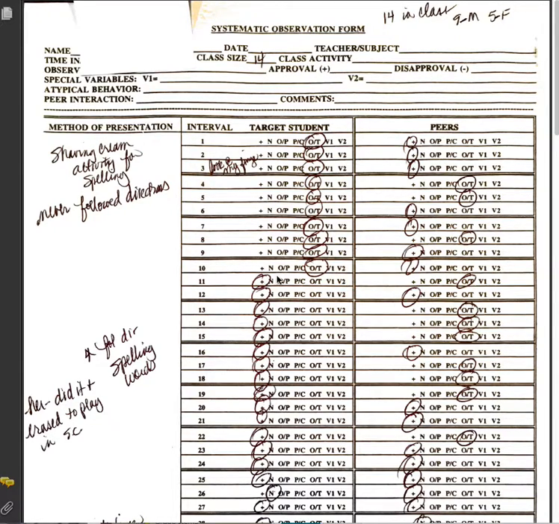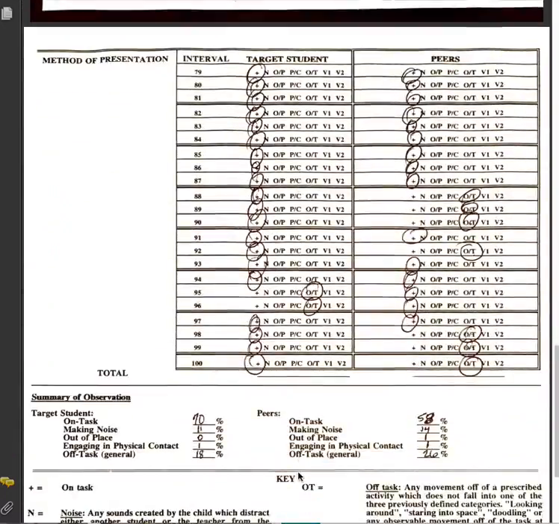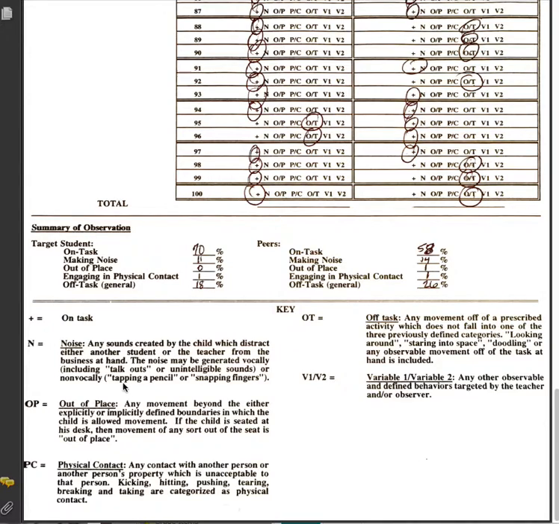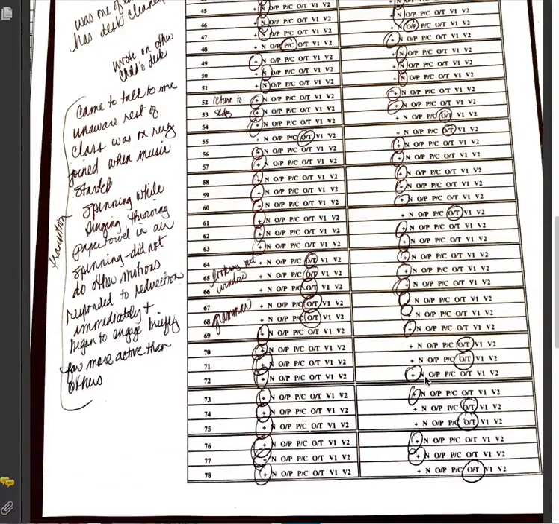Now, once we got down here, you can see, okay, OT means off task. Let's jump to the bottom of this page real quick. Okay, so here's what all this means. If you circle a plus on here, it means he was on task, doing what he was supposed to do. N is noise, and so you can read this, any sounds which would distract another child or the teacher. OP is out of place. PC, physical contact. OT, off task, and this is just general off task behavior. And then here's V1, V2, where you can identify specific variables that you would want to be watching for.